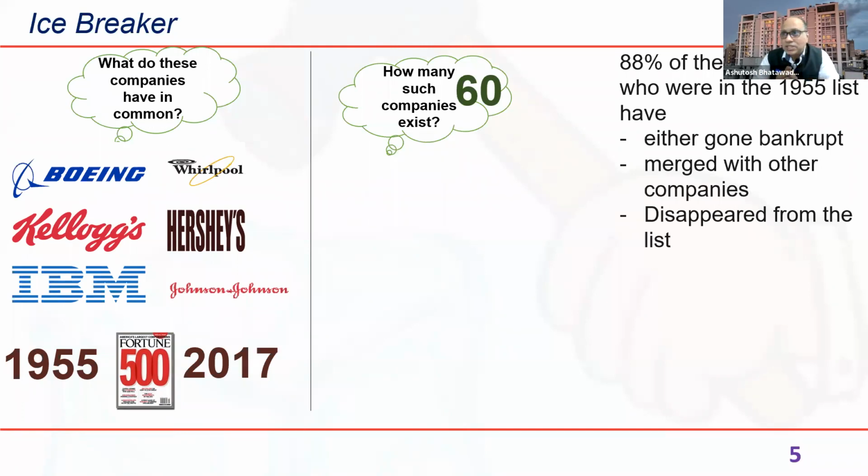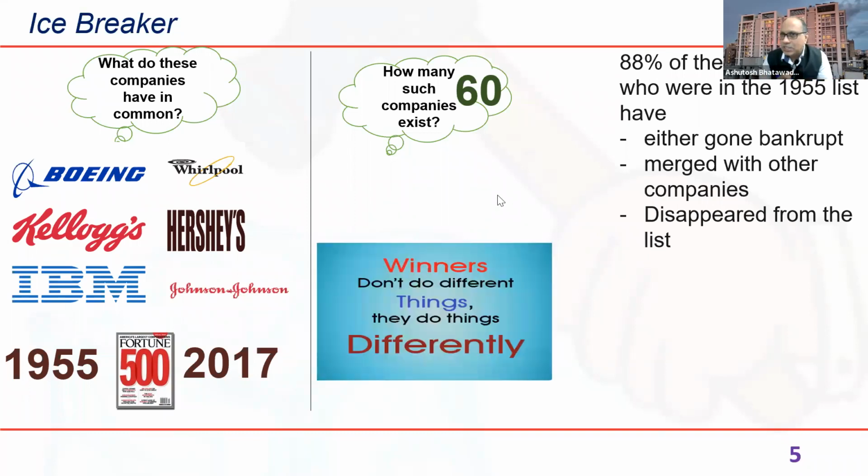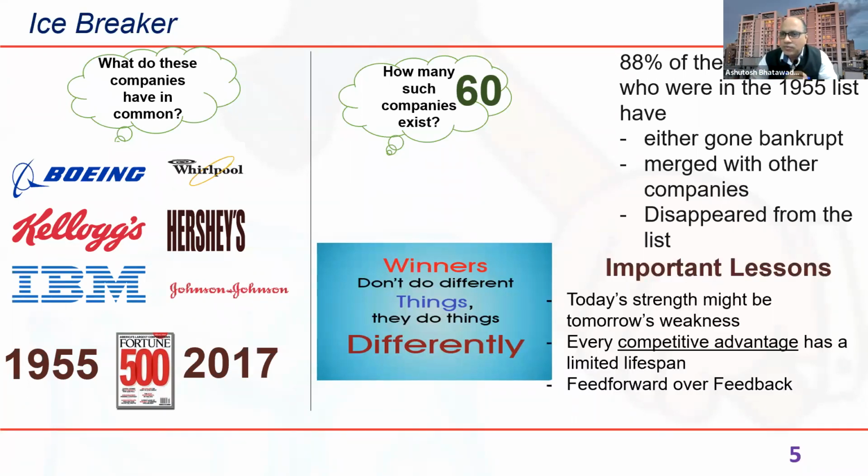Some interesting statistics: 88% of the companies that were in the list in 1955 no longer exist on this planet Earth. They've either gone bankrupt, merged with other organizations, or disappeared from the list altogether. 88%, that's a huge number. So only 12% of the companies in the original list are still there. So the very famous quote: winners don't do different things, they do things in a different manner. That's a very important lesson we are getting.